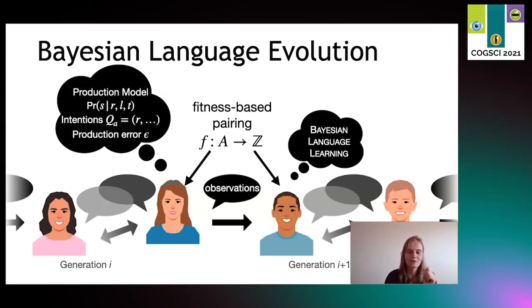And finally, we also allow in our general formalization for the possibility of adding fitness-based selection, which means that we can set the model in such a way that agents from the parent generation are selected to be allowed to transmit data or produce data for the next generation, depending on some fitness measure.